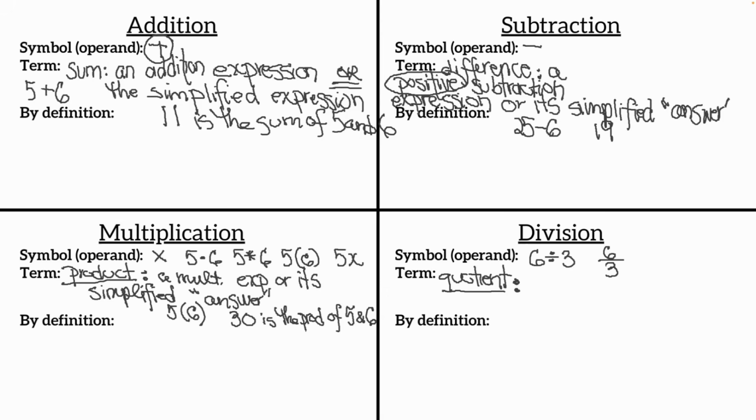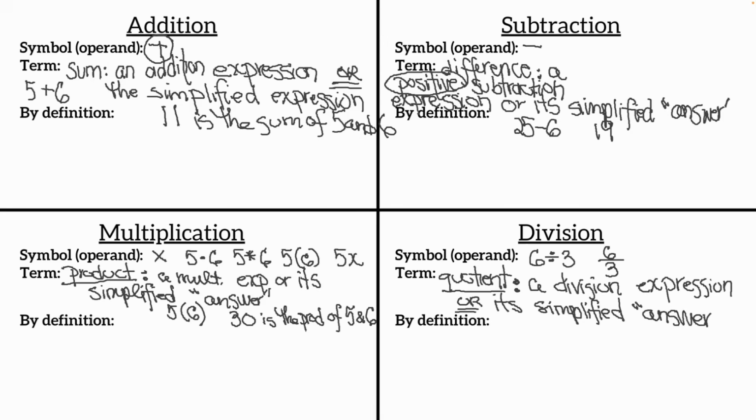And then the same thing with quotient. If I ask you to find a quotient, it is a division expression, or the simplified expression, what you guys refer to as the answer. Woo! 4 important words: sum, difference, product, and quotient. They're all kind of the same thing, but remember that one little trick about difference: it has to be positive. Ooh, one more thing. Oh, I almost forgot.